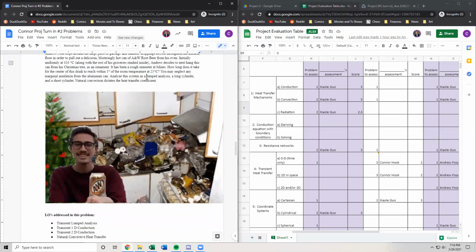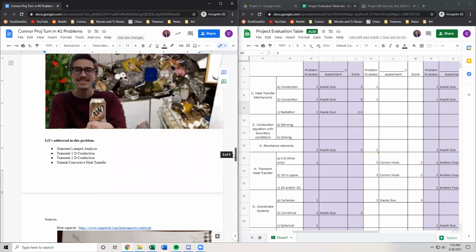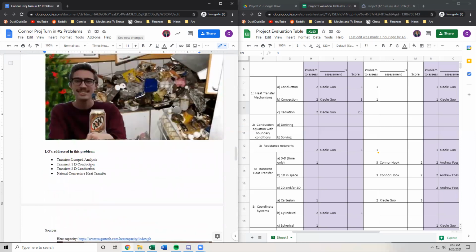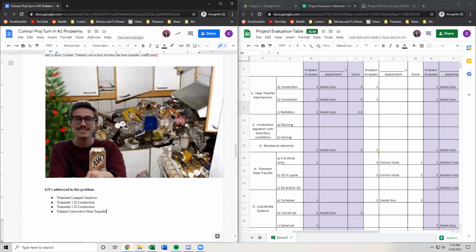And then we're going to analyze it as a lumped analysis, long cylinder, and a short cylinder. And importantly, there's natural convection. There's no given convective heat transfer term or anything like that. So obviously this problem is going to address the learning objectives of lumped analysis, 1D conduction, and 2D conduction, for cylindrical coordinates here, and natural convection heat transfer. And that's actually what makes this problem quite complicated, because you'll notice there's not a constant surface temperature, it's transient.